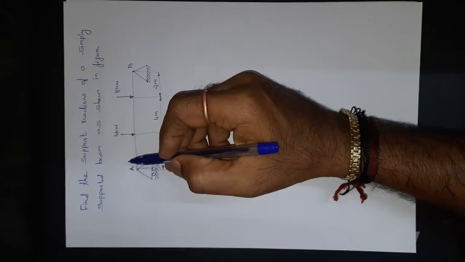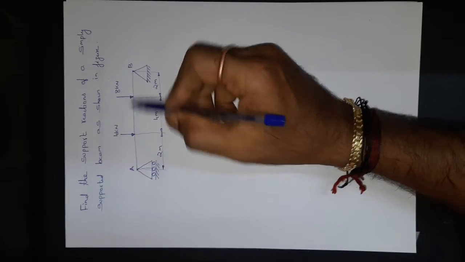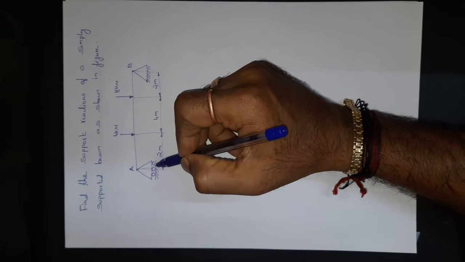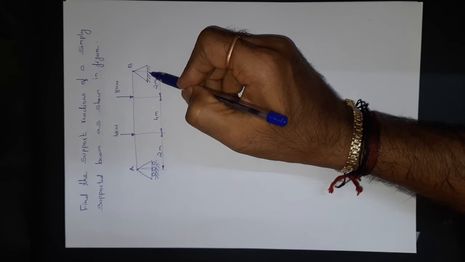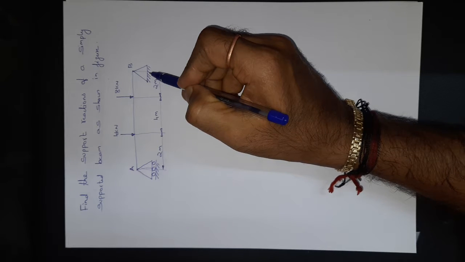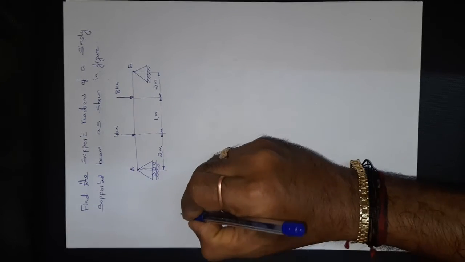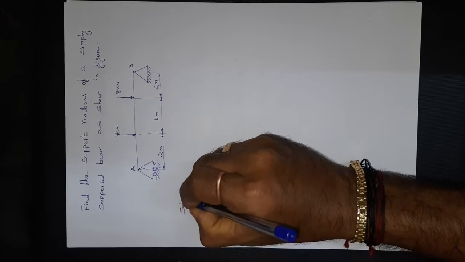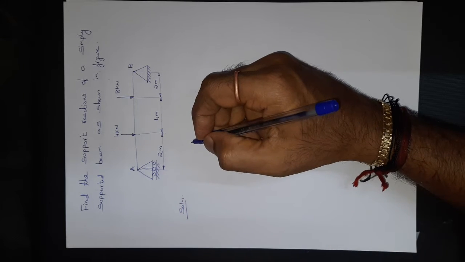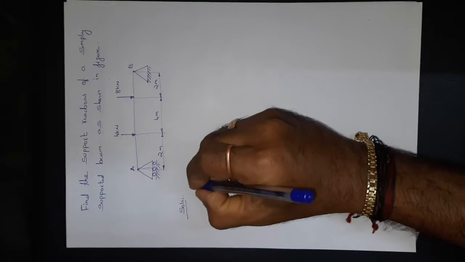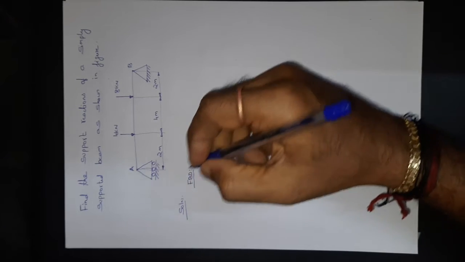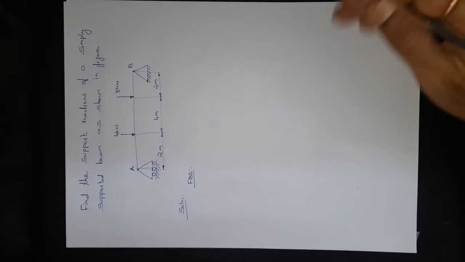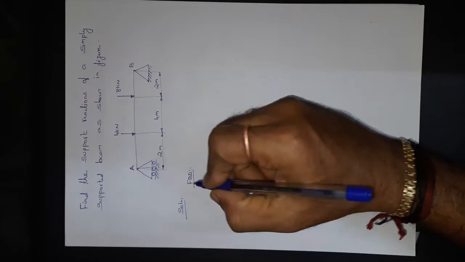A simply supported beam means both the ends are supported. One end is a roller support or rocker support, and the other end is a pin joint or hinged support, isn't it? So first, what we have to do is draw the free body diagram to proceed with the problem.